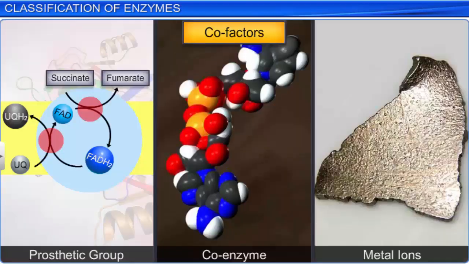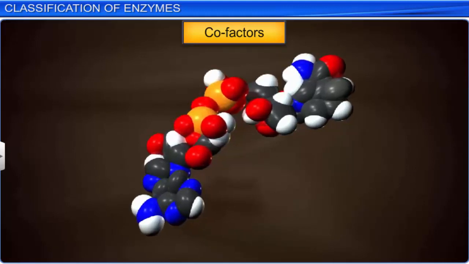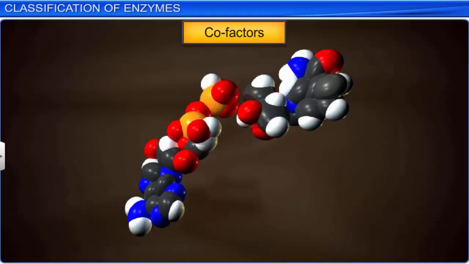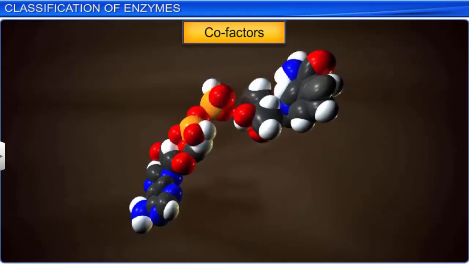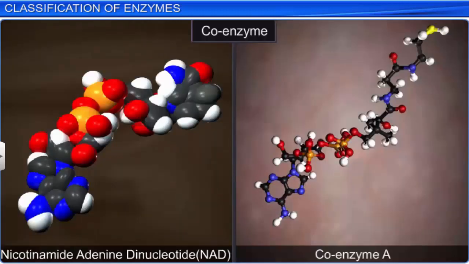Coenzymes are also organic compounds which get bound to apoenzymes for a brief period during catalysis. In fact, coenzymes act as cofactors in a number of different enzymatic reactions. Common examples of coenzymes are NAD, or nicotinamide adenine dinucleotide, and coenzyme A.